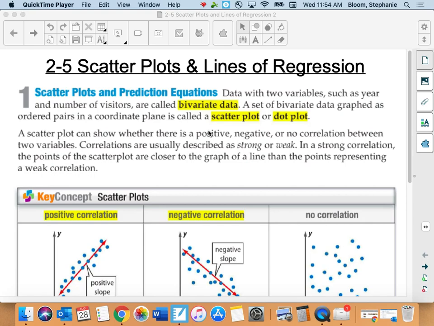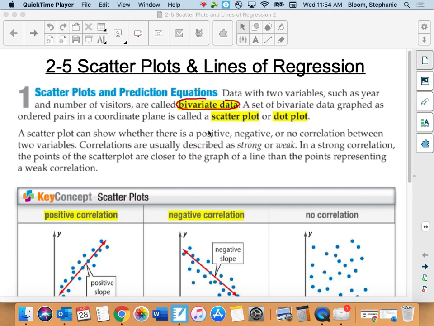After your quiz, we are going to look at these 2.5 notes. Make sure that you did pick up the hard copy of these notes so that you can follow along with me. We're going to talk today about scatter plots and lines of regression. So just a couple of key words here.